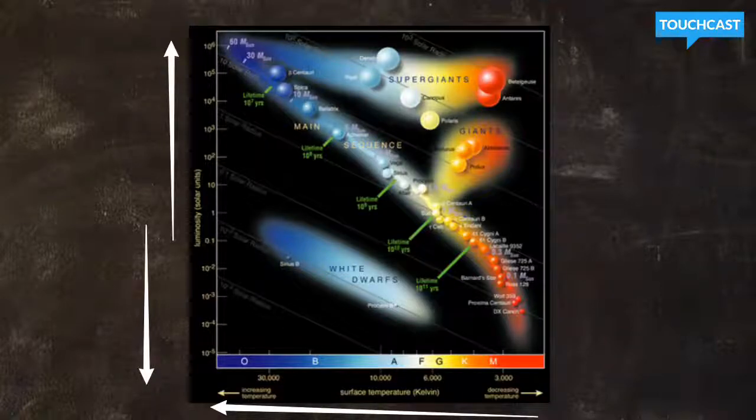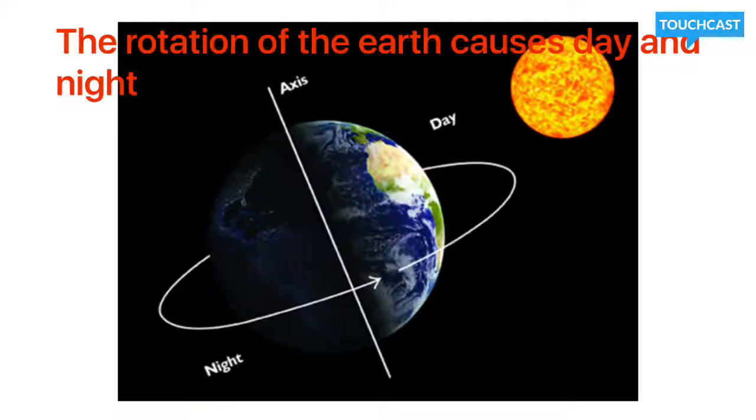Alright, let's go ahead and move on to the next topic. Alright, now day and night on Earth is caused by the rotation of the Earth.